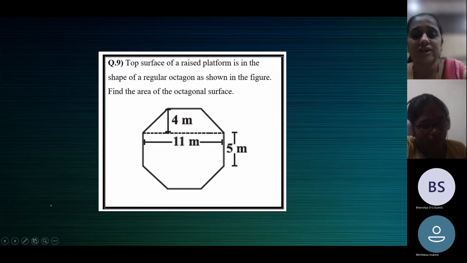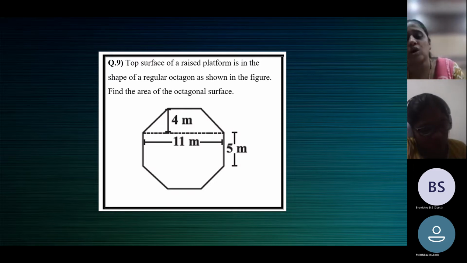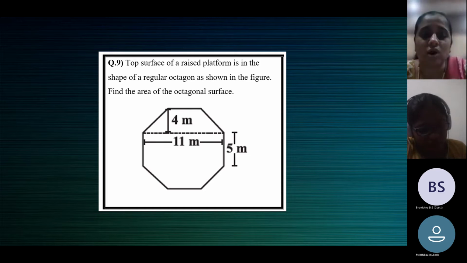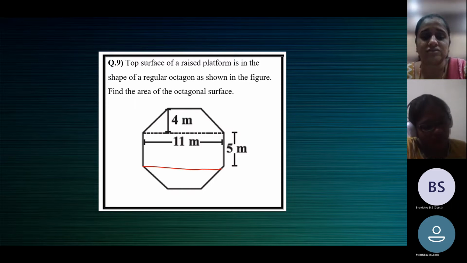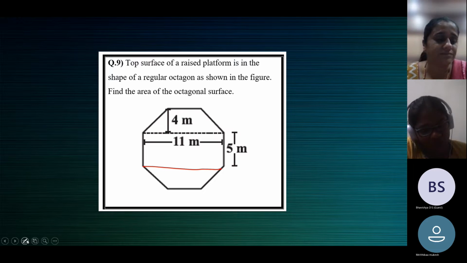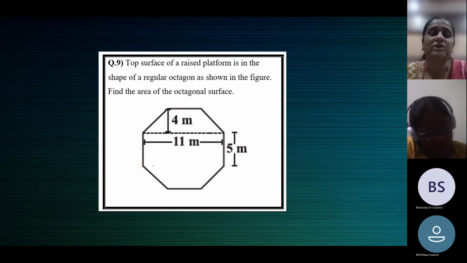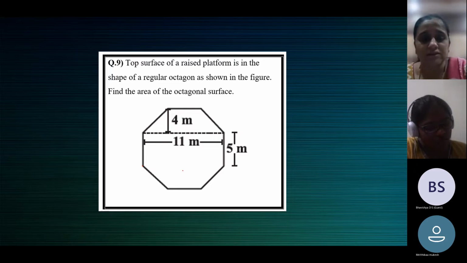Okay, the top surface of a raised platform is in the shape of a regular octagon as shown in the figure. Find the area of the octagonal surface. So you have to divide this octagon into some plane figures by connecting the diagonals. So see here, connect these two vertices. Children, tell me when you connect. You need to divide the octagon into some plane figures for which you know the formula to find the area.